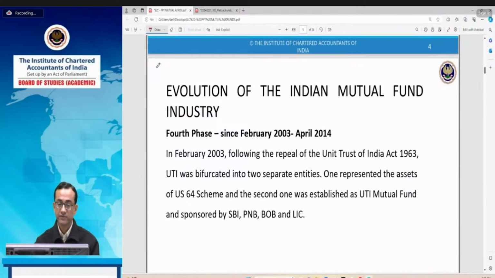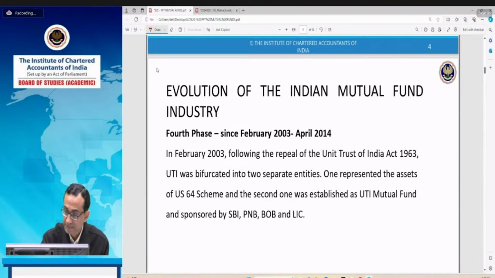Then came the fourth phase, that is from February 2003 to April 2014. In this phase, one important development took place. That is, the Unit Trust of India was bifurcated into two parts. One part was managing the old US 64 scheme, that is the Unit 64 scheme, and the second was established as the UTI Mutual Fund. And UTI Mutual Fund was promoted by various public sector units, for example, State Bank of India, Punjab National Bank, Bank of Baroda, and LIC. So Unit Trust was divided into two parts.